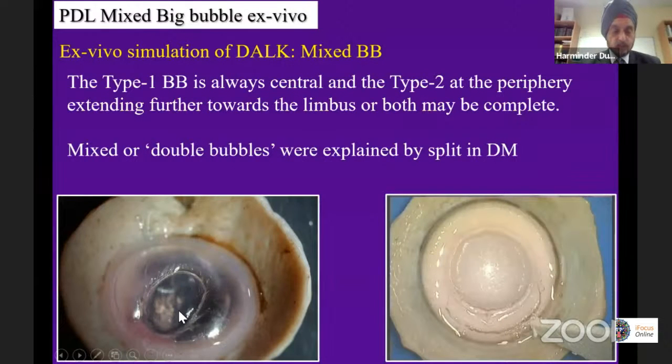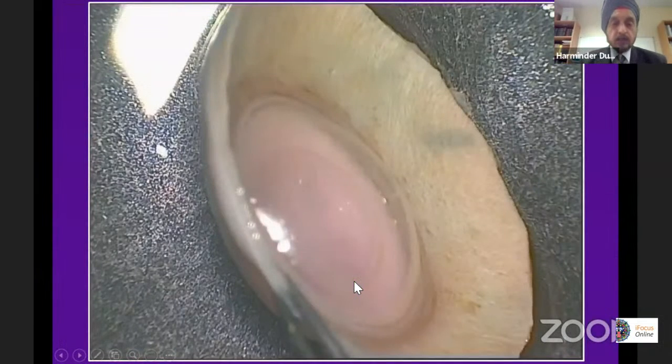So there's a central type 1, and then there's a type 2. And we now know that when air is anterior to the pre-Descemet layer, you get a type 1. And when it is posterior to the pre-Descemet layer, and between it and the Descemet's, it becomes a type 2 bubble. And here again, the central is a type 1, and this crescent over here is a type 2, and we call these the mixed bubbles. And here's a very big example of that, a complete Descemet membrane bubble there, and the inside, you see this one is a type 1 of the pre-Descemet layer. So this is what we are seeing happening at the back of the eye.